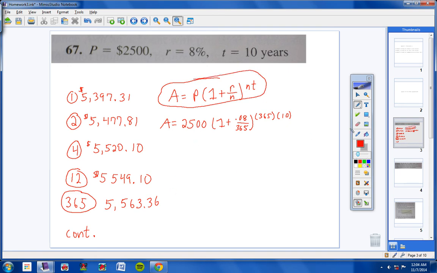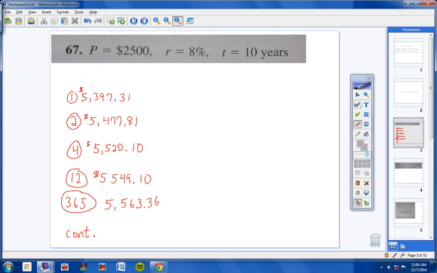Okay, now lastly, they want us to find the balance when it's compounding continuously. And of course, that's going to be a totally different formula. And here is that formula. A equals P e to the RT power. So for my P, I'm going to put 2500. That's my principal. And of course, E will remain E. My rate will be 0.08. And my time, my T, will be 10.